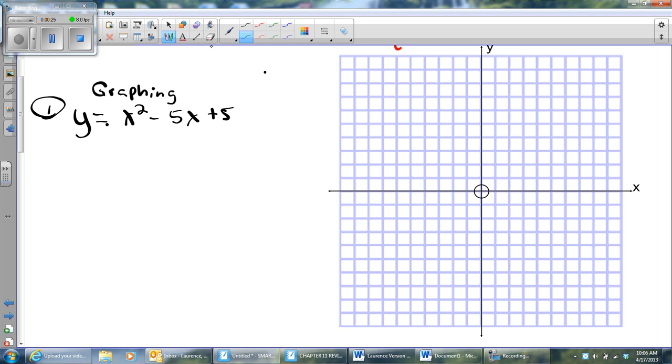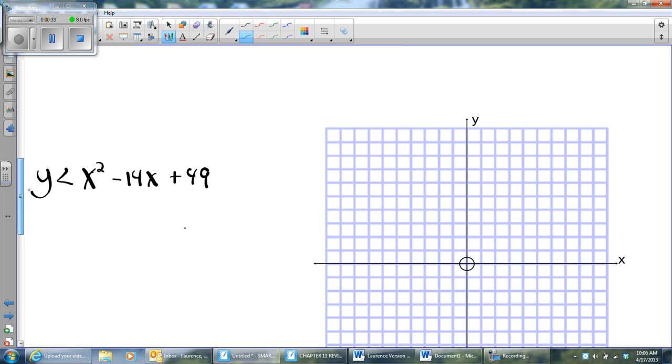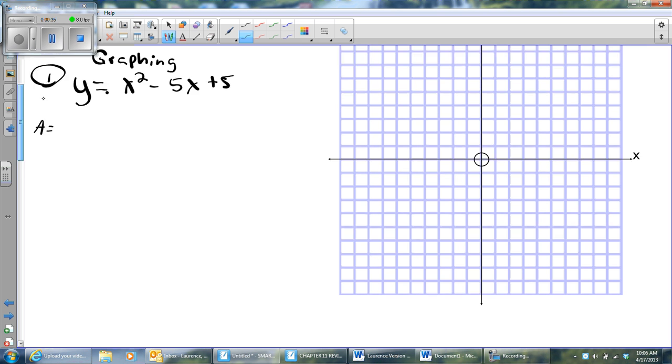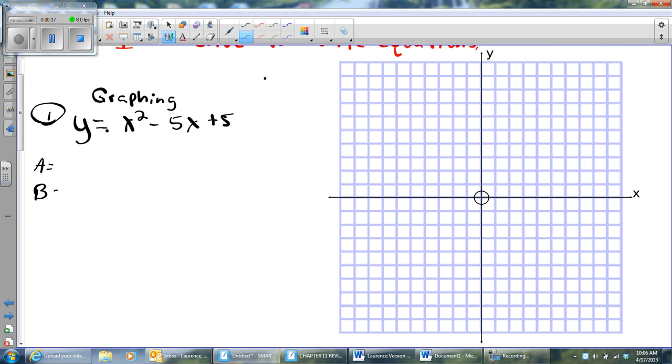All right, first off, I've got my equation. I'm going to graph it. A couple notes. I know it's going to open upward. How do I know that? A, B, C, easy as 1, negative 5, 5. A is positive, so therefore the parabola will open upward. So I'm going to go looking for my discriminant to see how many times it crosses the x-axis.